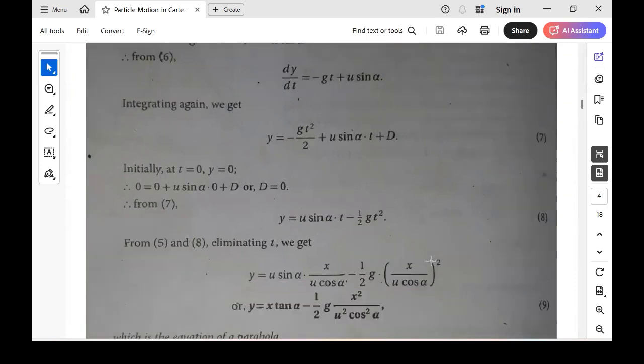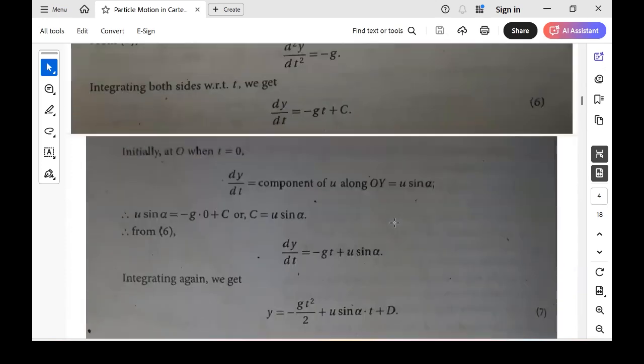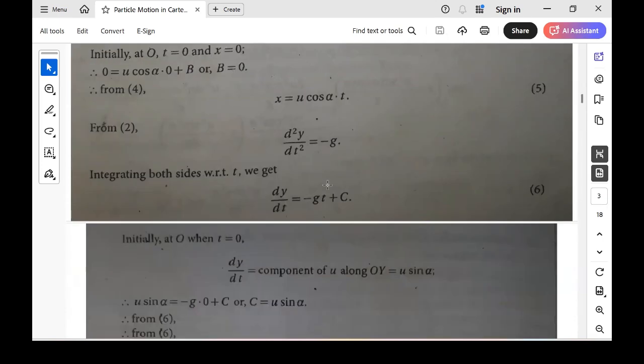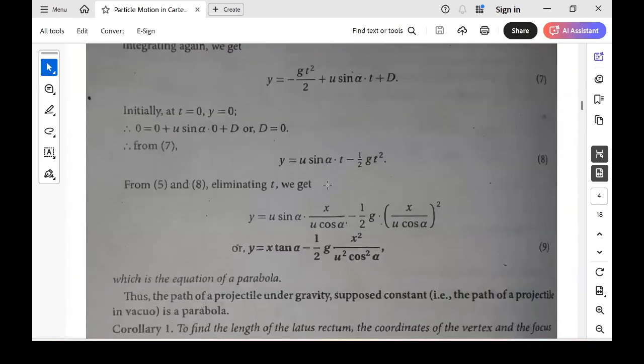So from here, what was our aim? If we recall, we are trying to find the trajectory's expression. So what is our main motive? Remove t somehow. You have got in equation 8 y in terms of t, and some steps back in equation 5 we got x in terms of t. So easily you can put t equals x by u cos alpha. Once you use it and simplify it, you are going to get this thing.